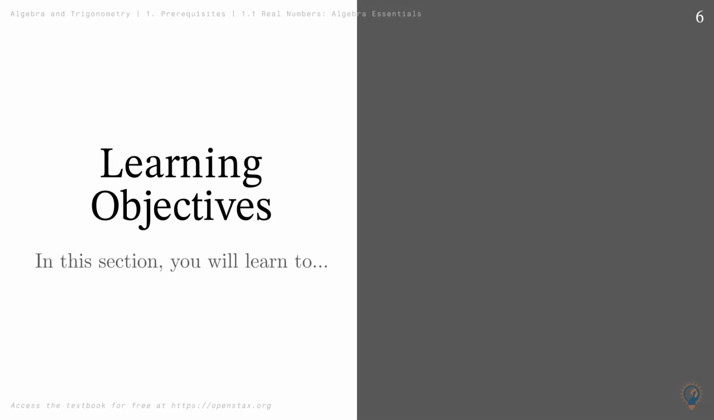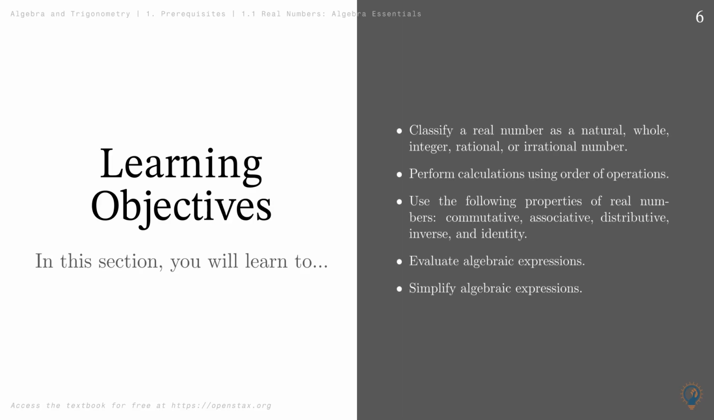Learning objectives. In this section, you will learn to classify a real number as a natural, whole, integer, rational, or irrational number. Perform calculations using order of operations. Use the following properties of real numbers: commutative, associative, distributive, inverse, and identity. Evaluate algebraic expressions, and simplify algebraic expressions.